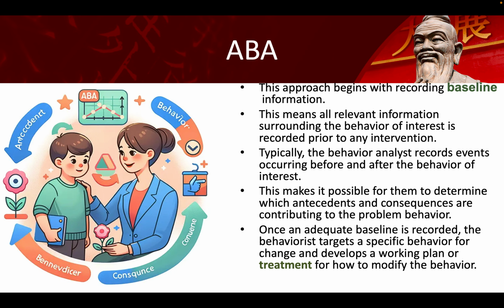ABA begins with the recording of baseline information. We talked about that before. This means all relevant information surrounding the behavior of interest is recorded prior to any intervention. Typically, the behavior analyst records events occurring before and after the behavior of interest. This makes it possible for them to determine which antecedents and consequences are contributing to the problem behavior. Once an adequate baseline is recorded, the behaviorist targets a specific behavior for a change and develops a working plan or treatment for how to modify the behavior.